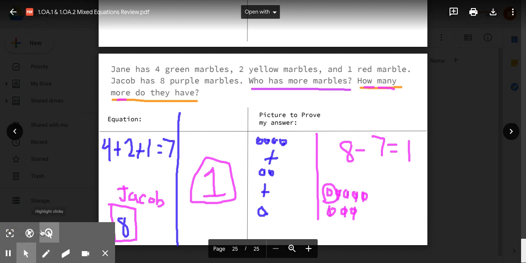All right, now it's your turn to practice what we have gone over today. So go ahead and complete your math seesaw activity and get it posted to your seesaw.